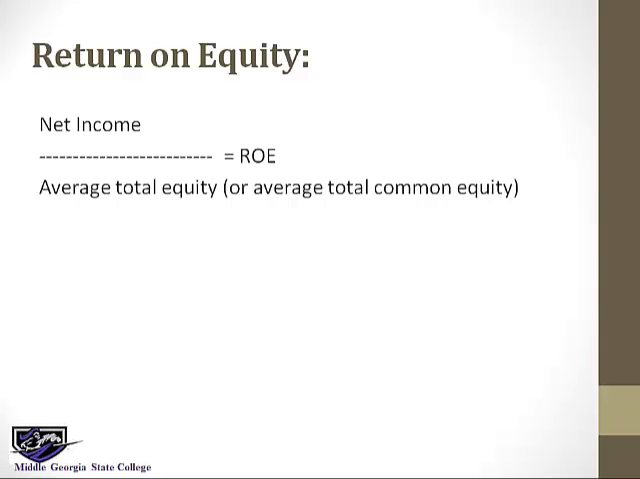What about return on equity? That's net income over either average total equity or average total common equity. Typically, you would leave out any preferred shares if they happen to have any preferred shares. So let's compute it for General Mills.